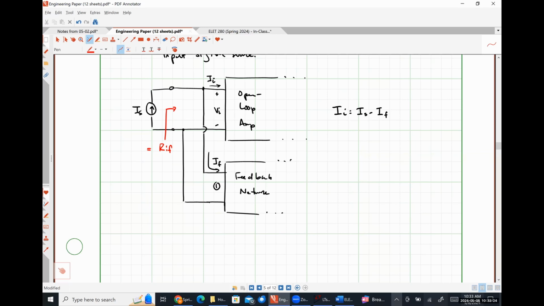What do you think our input resistance with feedback is going to be? Ri over 1 plus Ka. Absolutely right.